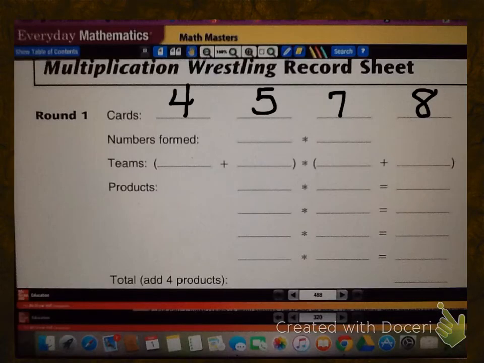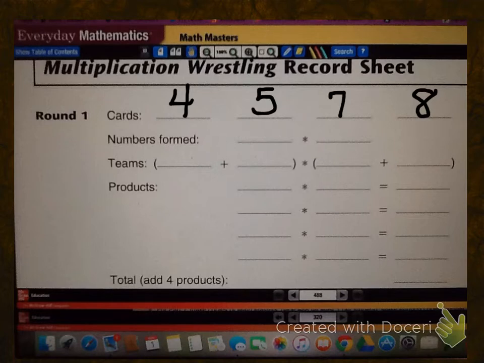Okay, so what we're going to do in this lesson is we're going to use a game called Multiplication Wrestling. And with this particular game, you're going to learn to calculate 4 partial products and then find the sum of the partial products. So basically what you're going to be doing is learning how to multiply a 2-digit number times a 1-digit number, or a 2-digit number times a 2-digit number.